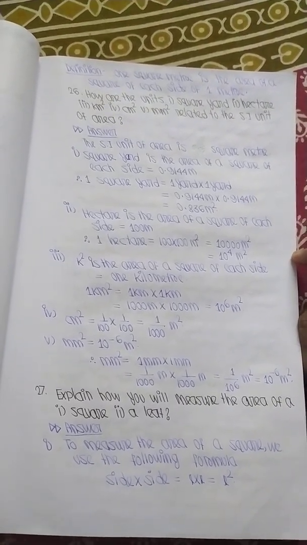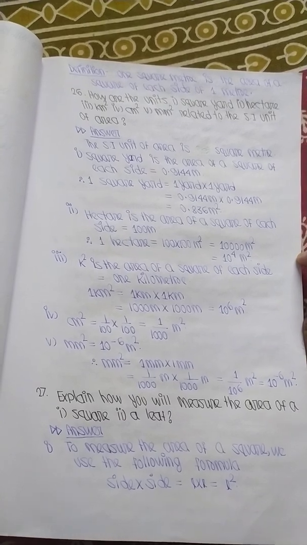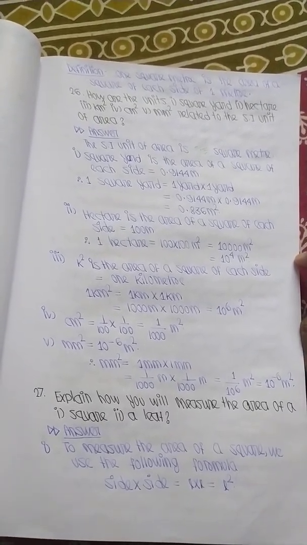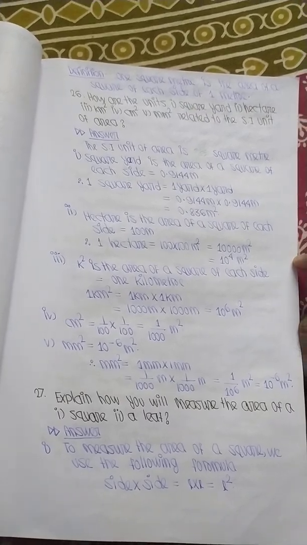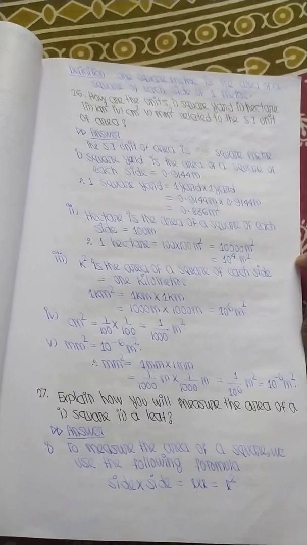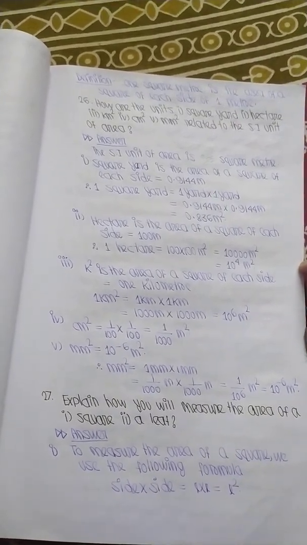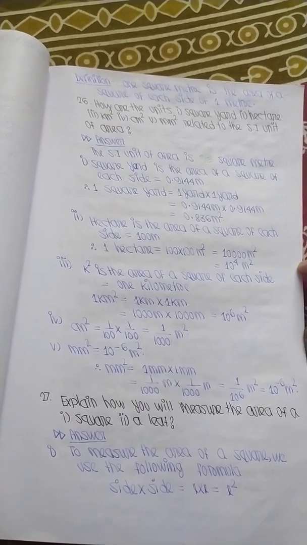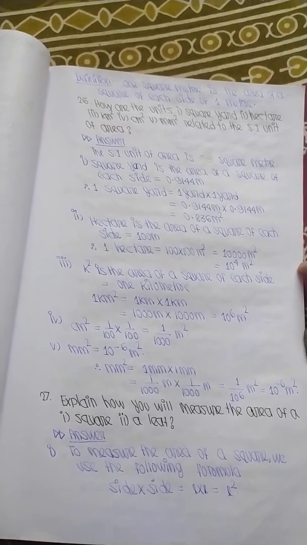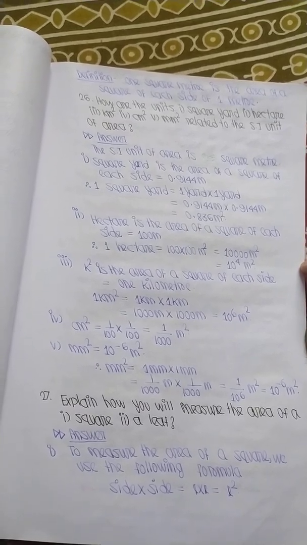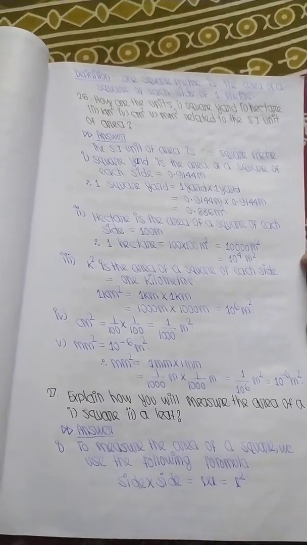Number 2, hectare is the area of a square of each side equal to 100 meter. 1 hectare is equal to 100 into 100 meter square, which is equal to 10,000 meter square, which is equal to 10 to the power 4 meter square. Number 3, kilometer square is the area of a square of each side equal to 1 kilometer. 1 kilometer square is equal to 1 kilometer into 1 kilometer, which is equal to 1000 meter into 1000 meter, which is equal to 10 to the power 6 meter square.